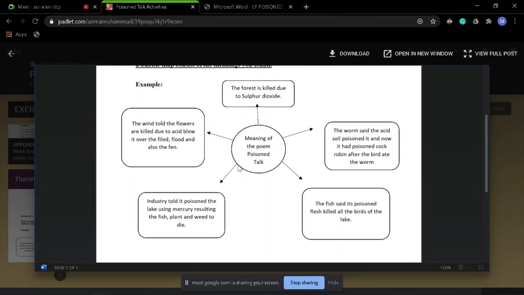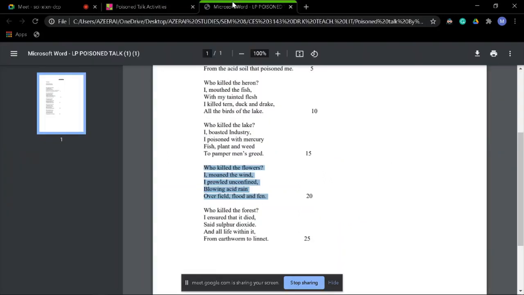And then the next one is industry told it poisoned the lake using mercury, resulting in the fish, blood, and meat dying. This can be found at the third stanza. Who killed the lake? I boasted industry. I poisoned with mercury, fish, blood, and meat to pamper man's greed. So that's what we understood.